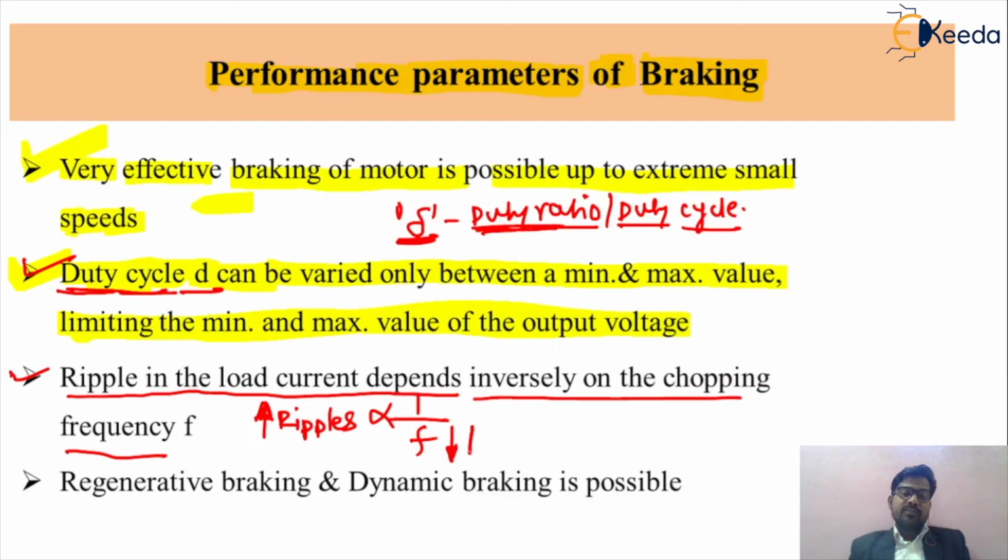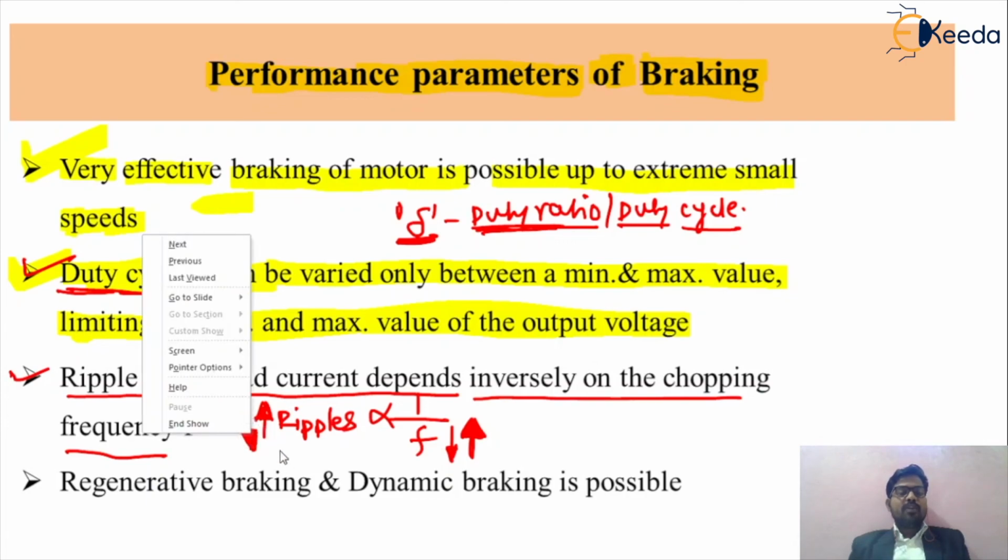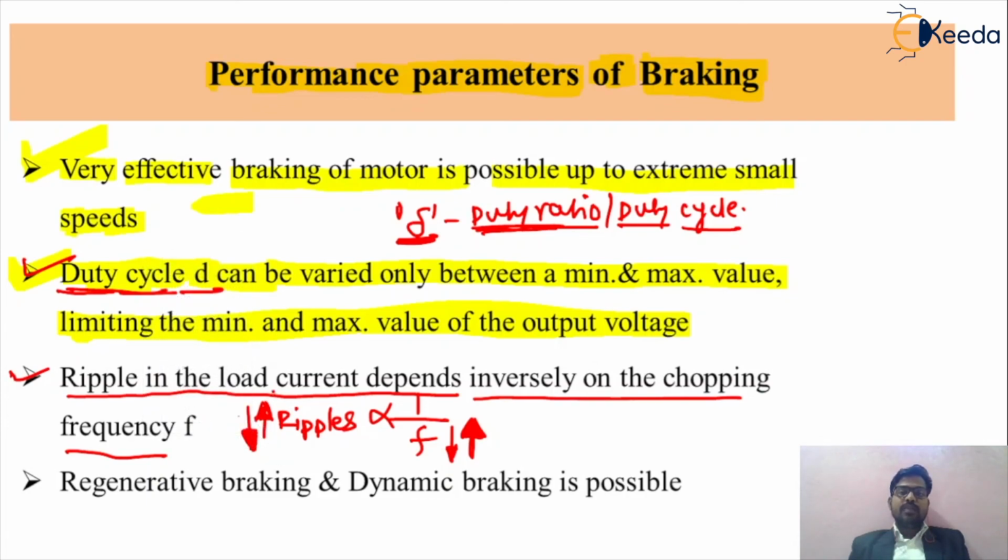But when the value of the frequency is very large, the ripples will be reduced. For the operation of your chopper, we are using very high frequency so that the value of the ripples will be reduced, because while we are considering the dynamic braking, we want to reduce the ripples in the current. So that will be a very important parameter in concern with your braking technique.